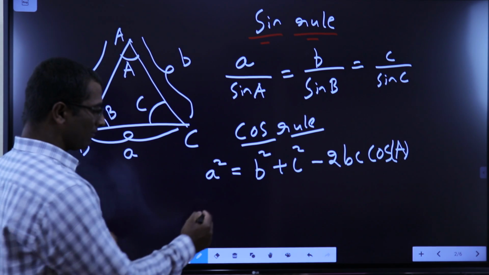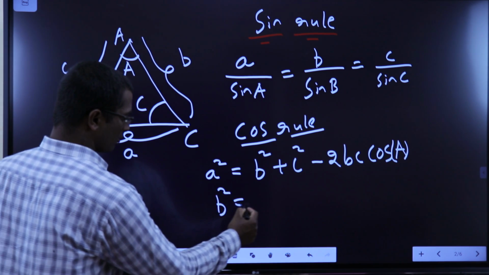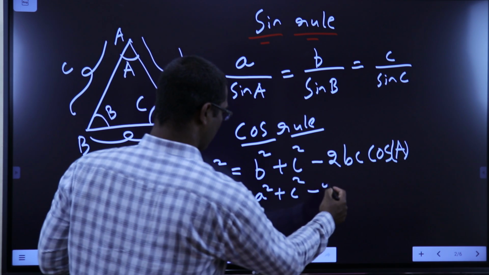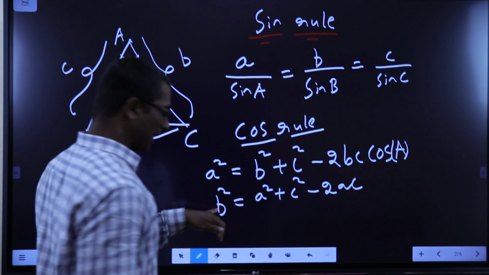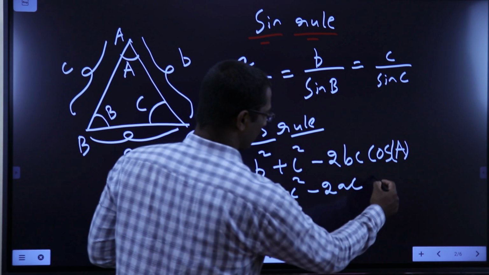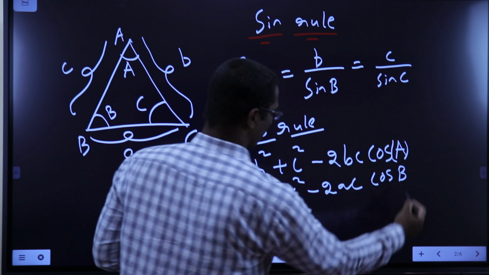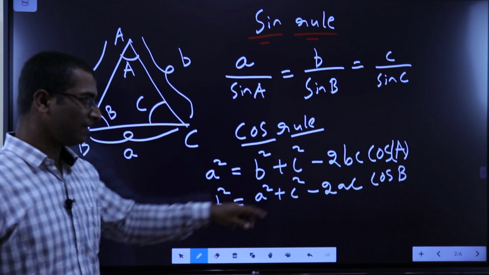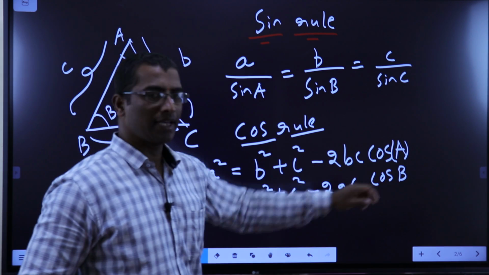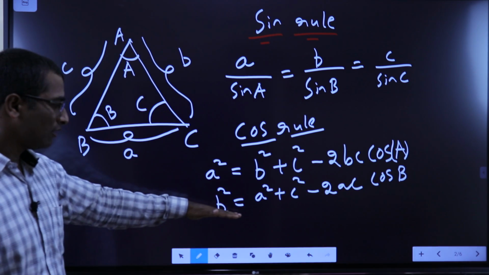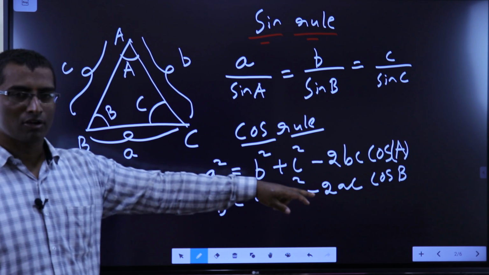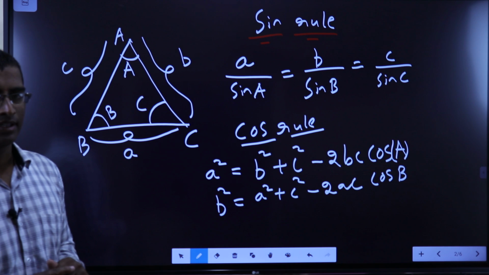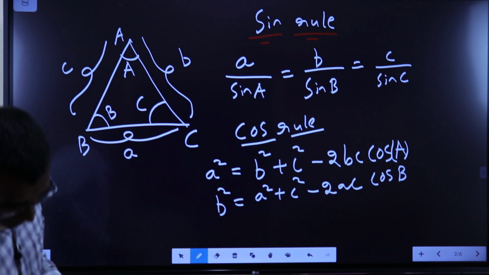If I start with b square, the other two sides I write a square plus c square minus 2ac. Here it is b. So over here it has to be cos of B. Only that one thing, if you remember, fine. Here if it is b, over here it has to be the capital B. Whatever side you are taking on this side, for cos you need to take that opposite angle. Okay. Now the next one.